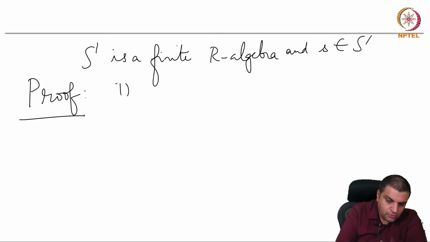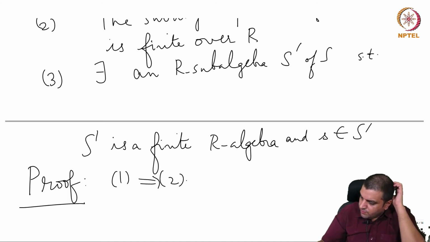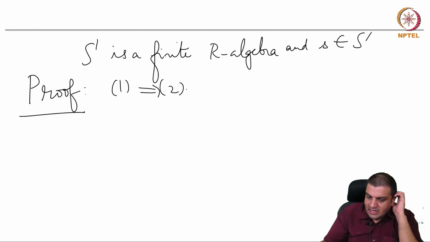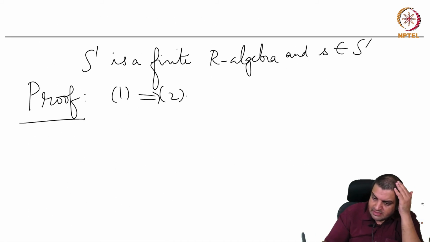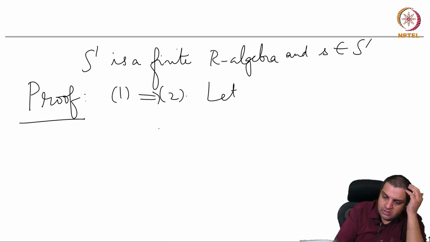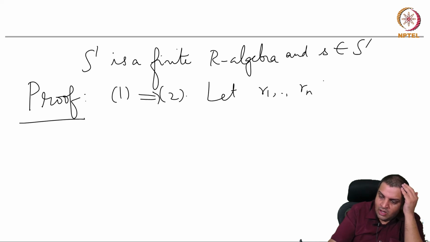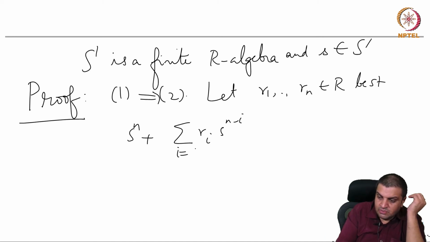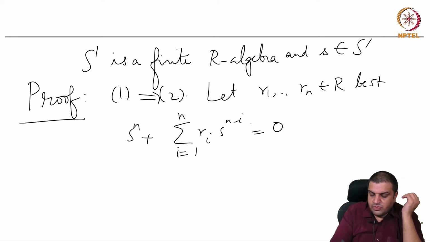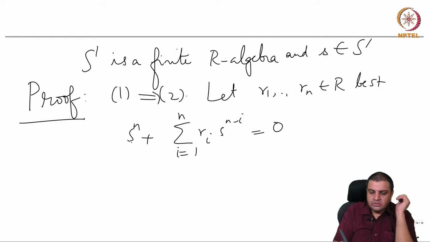One implies two. Okay. So if you consider the elements, let R1 through Rn in R be such that S to the n plus the summation of Ri S to the n minus i, i goes from 1 to n, is 0, because it's a monic polynomial. Okay.